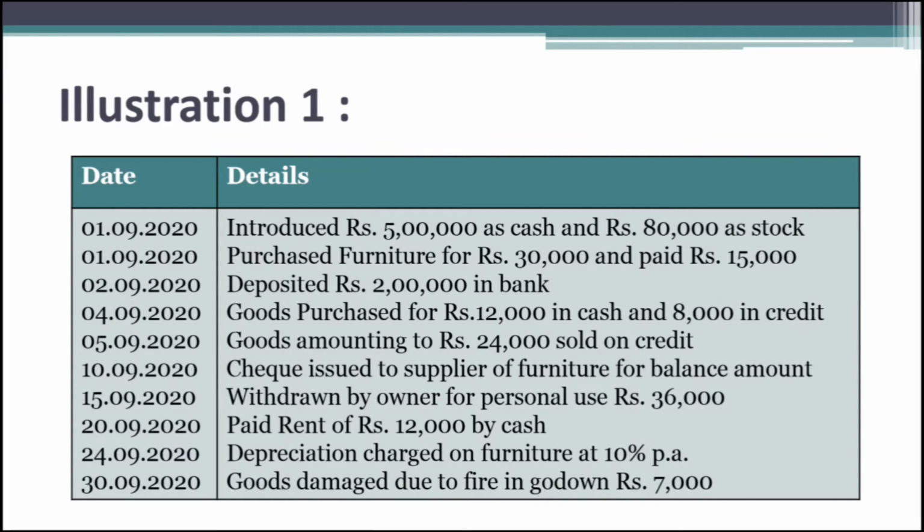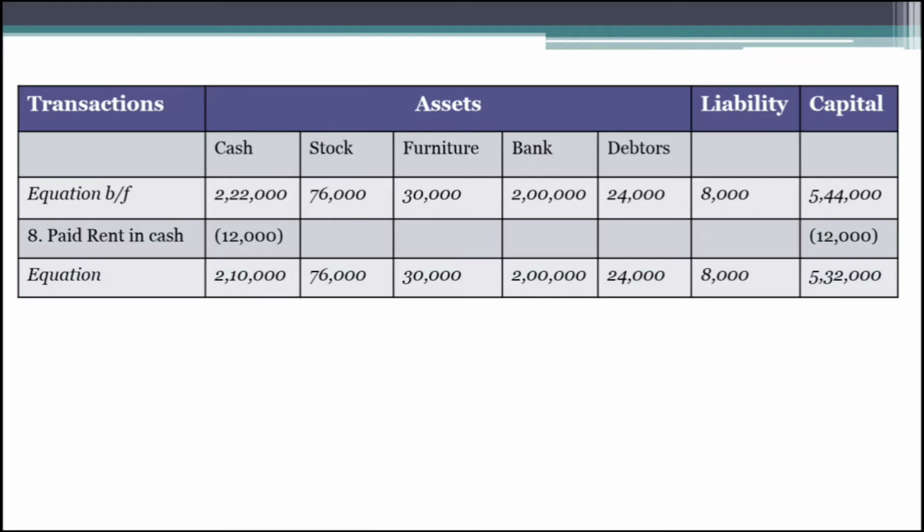Next, paid rent of rupees 12,000 by cash. Now in this case, as cash is moving out, we decrease cash by 12,000. But what about rent? How would we show an expense? Or in this case, if it is an income, then how do we show incomes?